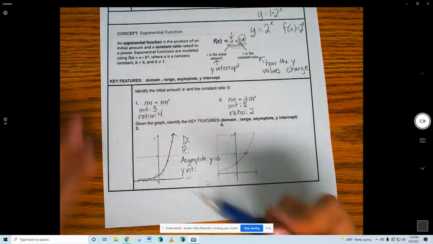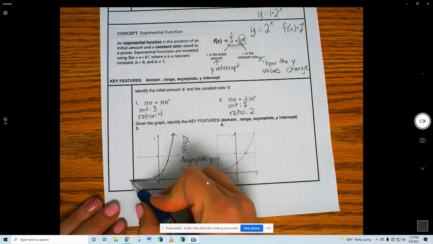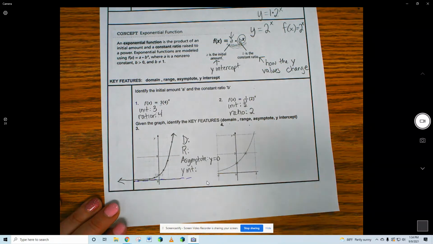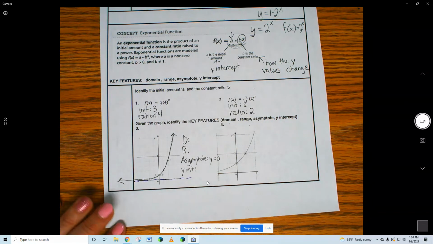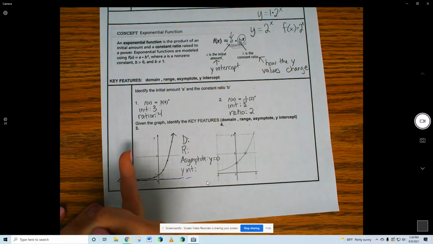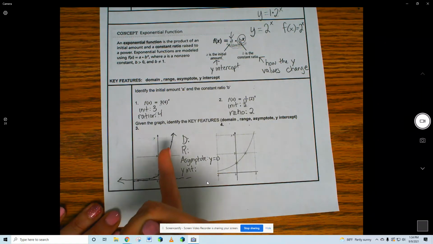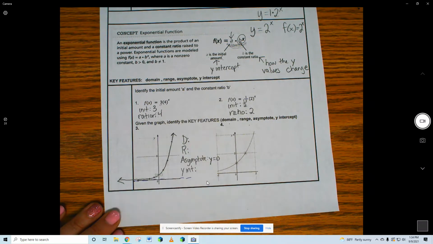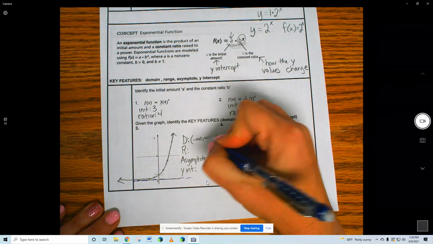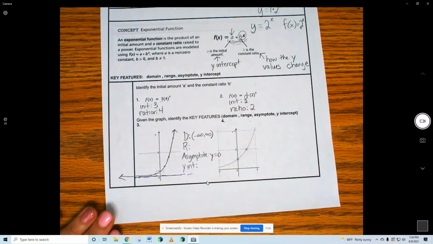My domain, if this line goes forever and ever and never touches to the left, that's negative infinity. So yesterday's lesson, I'm at the left side, negative infinity. And look, the arrow goes up to the right, to positive infinity. All real numbers, negative infinity to positive infinity, all real numbers.